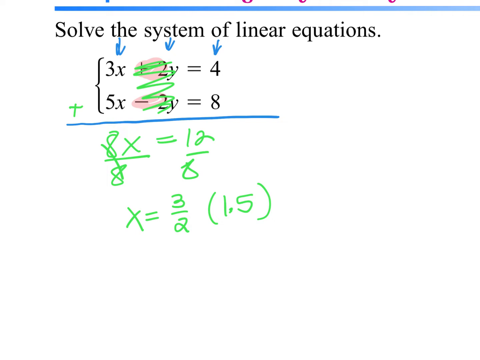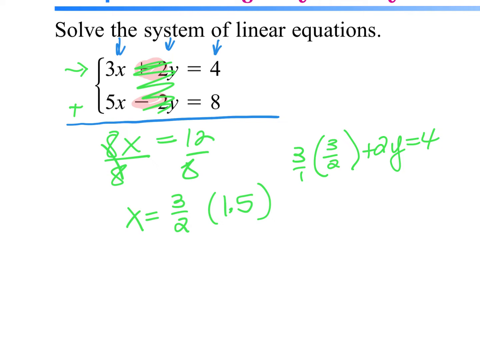Now, once we find out what x equals, we now plug back in to see what y equals. When you go back to plug in, it doesn't matter which one you plug into. I'm going to just plug in the top one for whatever reason. That's just what I feel like doing. So I'm going to say 3 times, instead of x, I'm going to put 3 over 2, plus 2y equals 4. This is called back substitution. We're plugging back in to find out what the other variable equals.